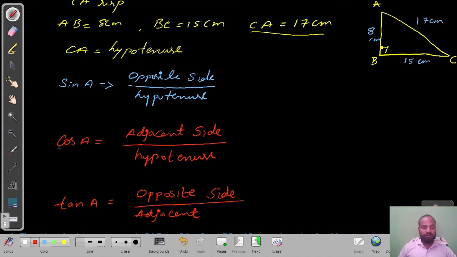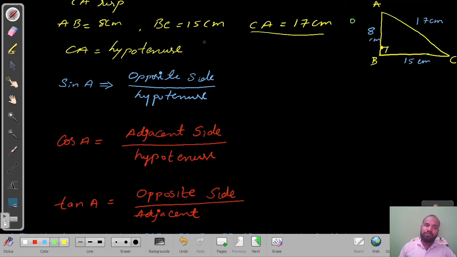Okay, now we got the formulas. Clear? Okay, I am also clear. Right, now sin A is nothing but opposite side by hypotenuse. So in the given right angle triangle, what is the opposite side? Your opposite side is this one.